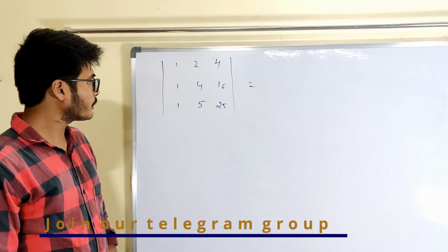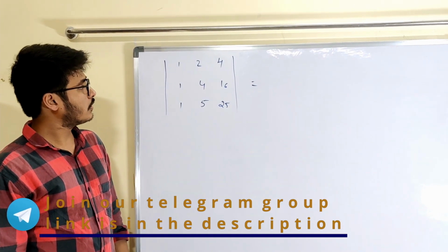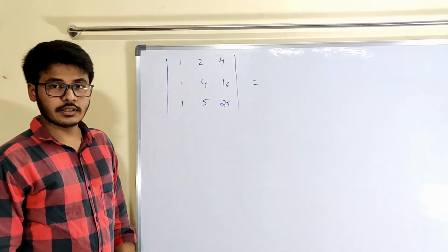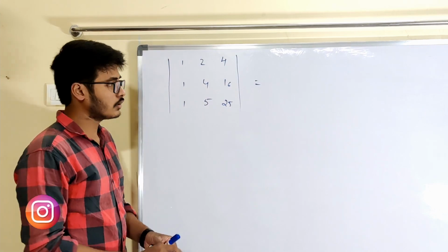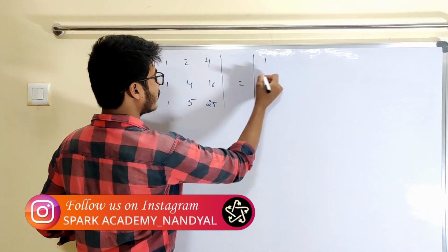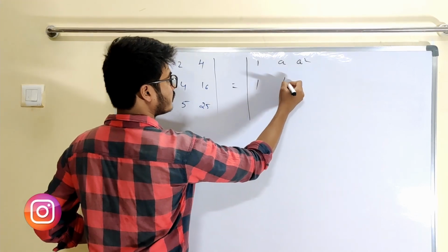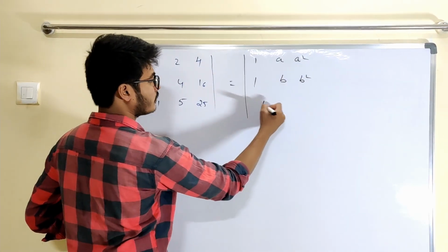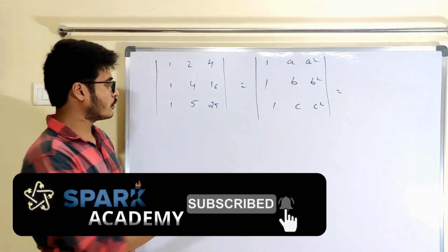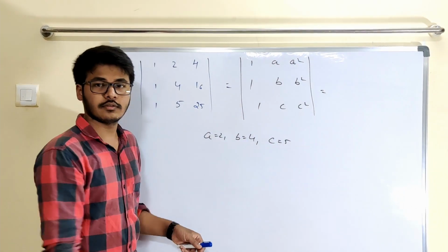So now we will see this question. Here, the question given is to find the determinant of the given matrix. The matrix is 1, 2, 4; 1, 4, 16; and 1, 5, 25. We need to find the determinant for this. Here, as you can see, it is in the form of 1, a square; 1, b square; and 1, c square. Here a is 2, b is 4 and c is 5.